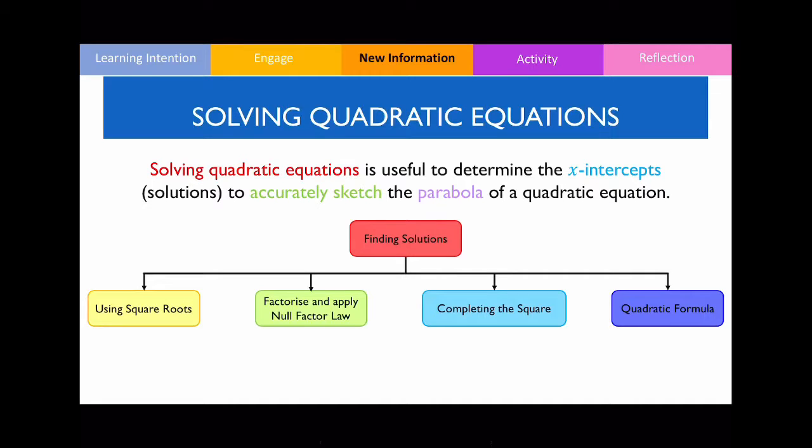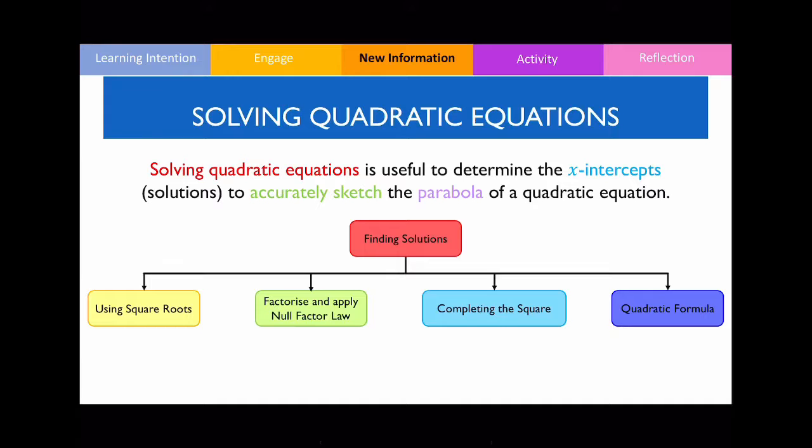So when you're trying to solve the quadratic equation, essentially what you're doing is trying to find the x-intercepts, and this will therefore help you draw an accurate parabola, okay? And there are various methods that you could actually use to solve for the x-intercepts. You could do this by using the square roots, which we'll be doing in today's lesson. You could factorize and then apply the null factor law, which we'll also do in this lesson. But we could also complete the square and use the quadratic formula, okay? And we're going to be looking at those in separate videos, so that's for future lessons.